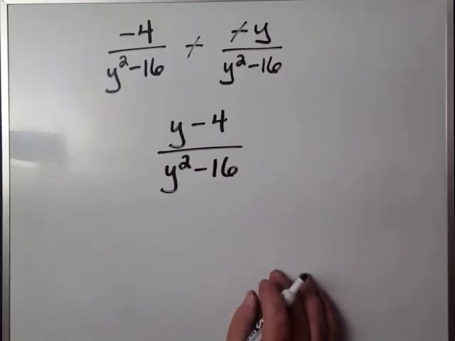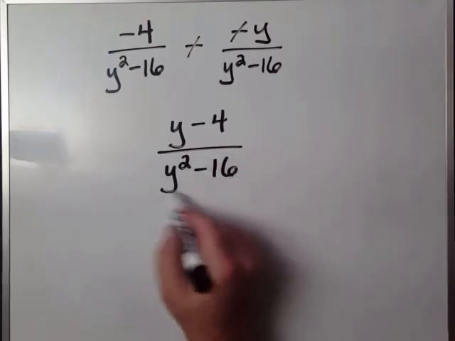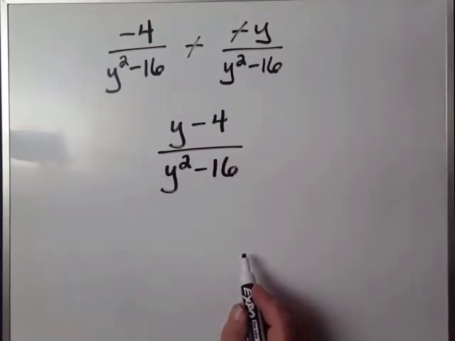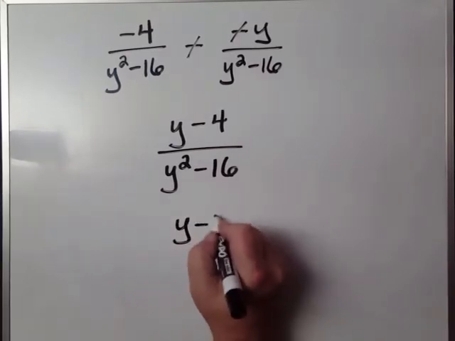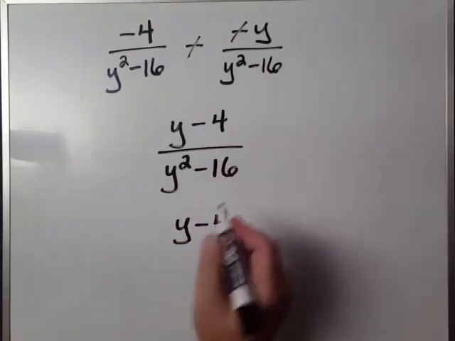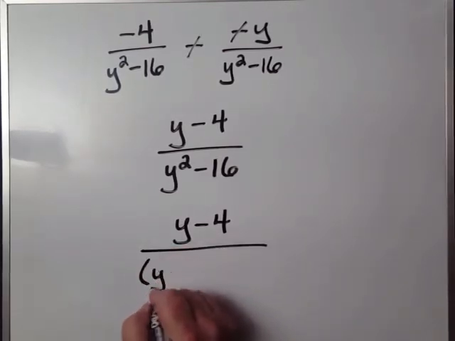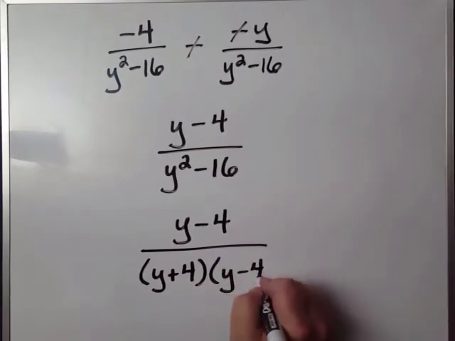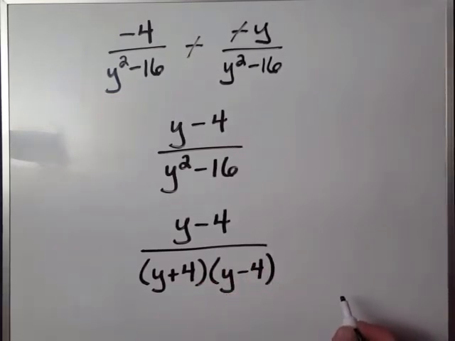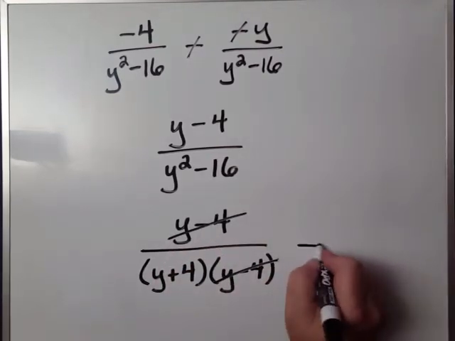Is this fraction in lowest terms? Well, I don't know. This denominator can be factored. It's a difference of squares. So let's get it factored and see what happens. The numerator is prime, nothing I can do there. And this denominator will factor as the first plus the last times the first minus the last. And I do have a common factor top and bottom. This y minus 4 will cancel.